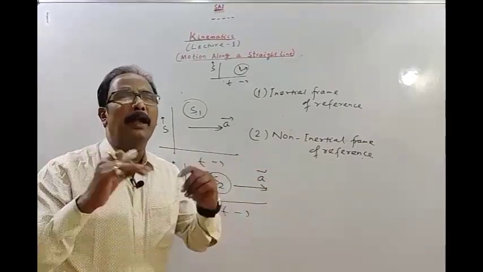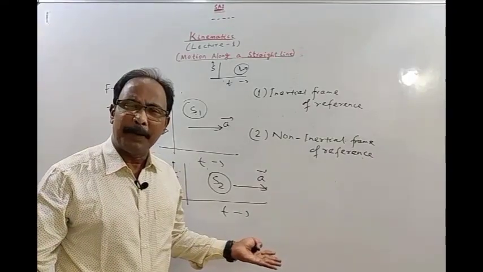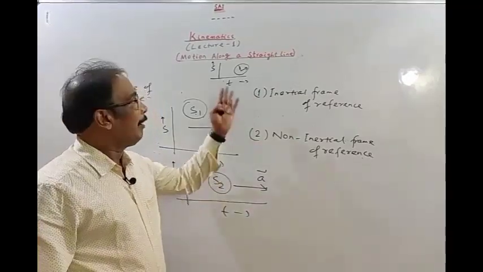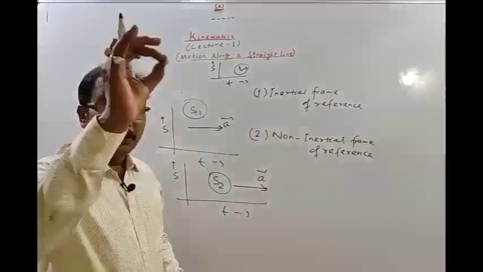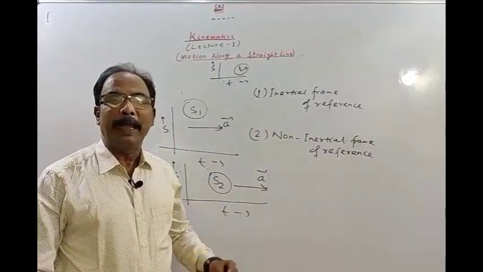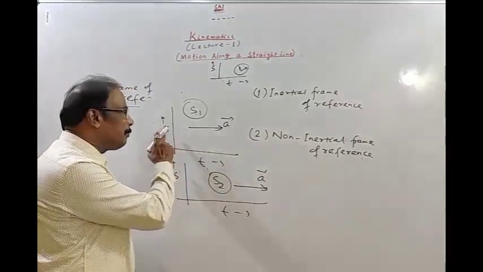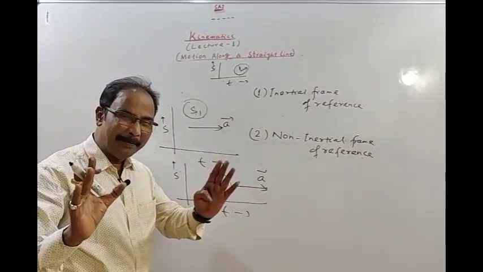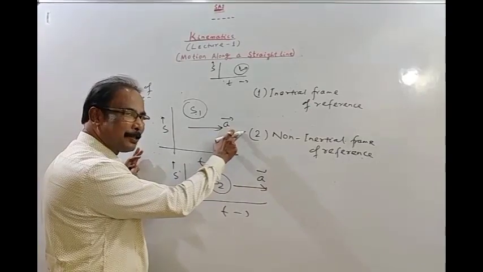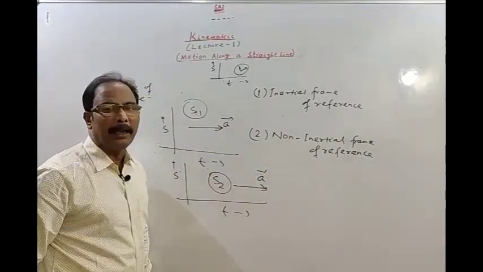I am moving inside the compartment of a train. The compartment of a train can be used as a frame of reference because inside it I can get the three coordinate axes x, y, z to determine position, and again I can keep a watch to measure the variation of time. Suppose this is the frame of reference S1 moving with acceleration. Let's consider this is a car moving with acceleration A. This is another car, also moving with acceleration A.